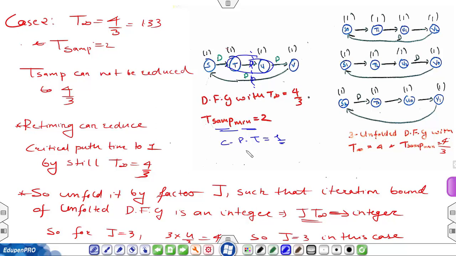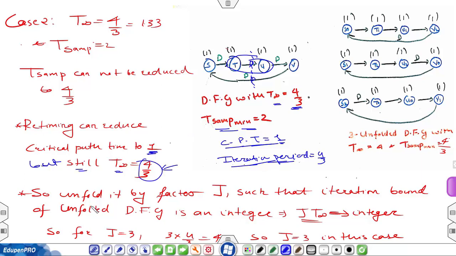But since the iteration bound is 4 by 3, the iteration period will be 4 by 3. So no matter how much you reduce the critical path time, the lower bound of the iteration period will be determined by the iteration bound.